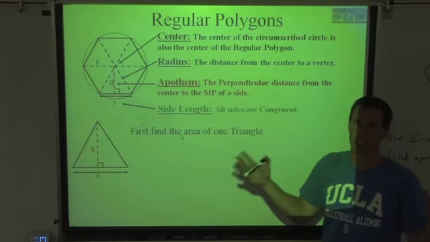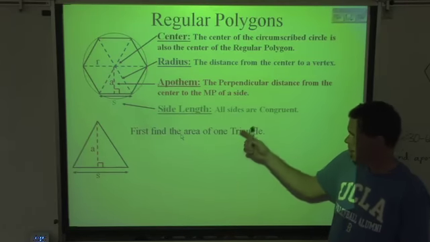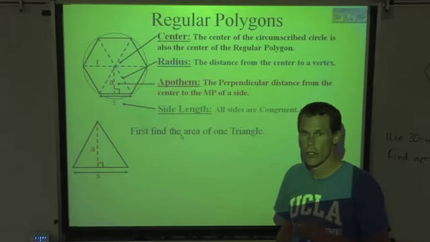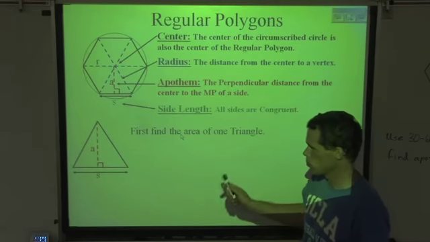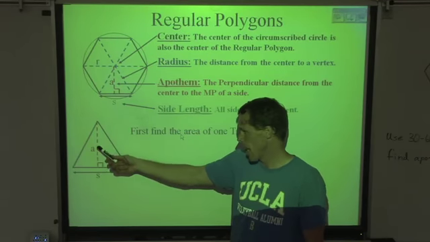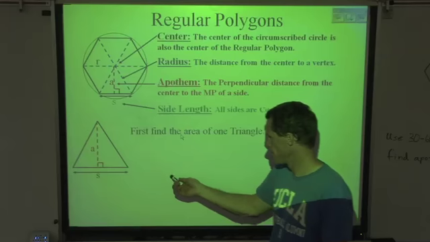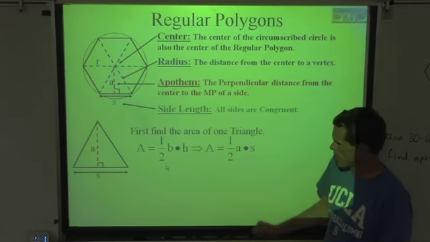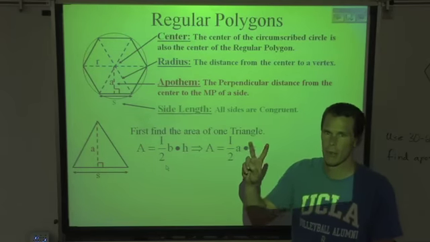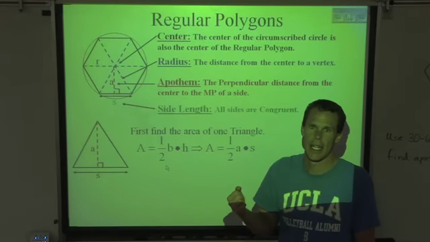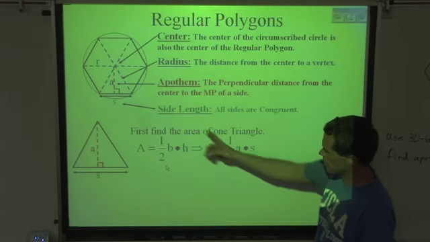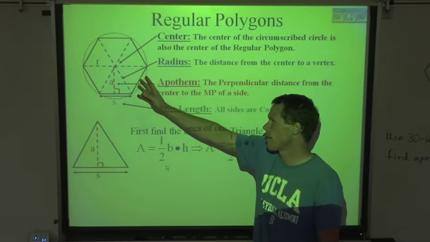So the major concept for this lesson is, first, find the area of one triangle. Now, for right now, the only way we know how to find the area of a triangle is 1/2 base times height, where the base happens to be the side and the height happens to be the apothem. So 1/2 base times height would be 1/2 side times apothem. And due to the commutative property of multiplication, we can say apothem times side. The order doesn't matter.